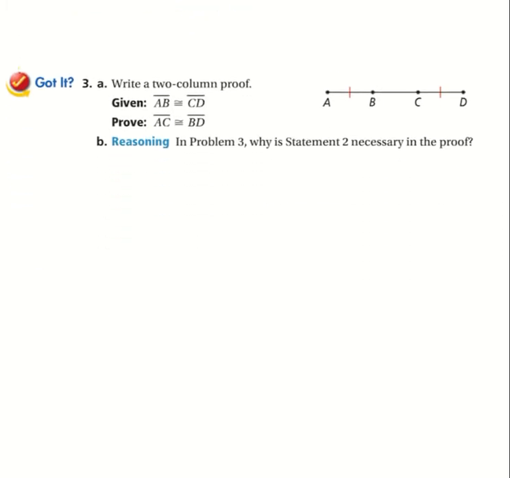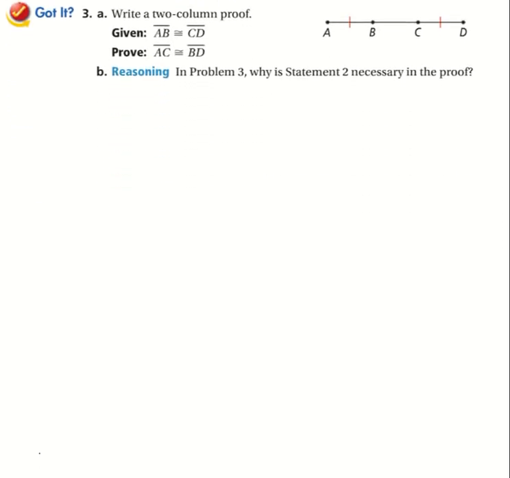What you're going to do now is you're going to try and write a 2-column proof for this given and prove AC is equal to BD. You may need to flip back and look at some of the other theorems and postulates we've talked about, but pause the video.